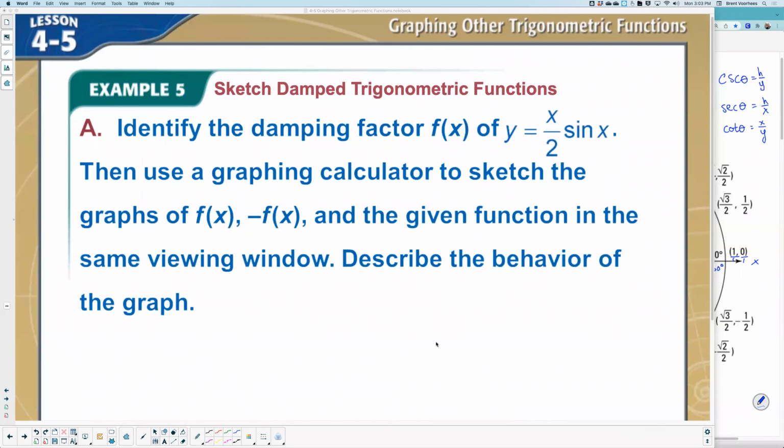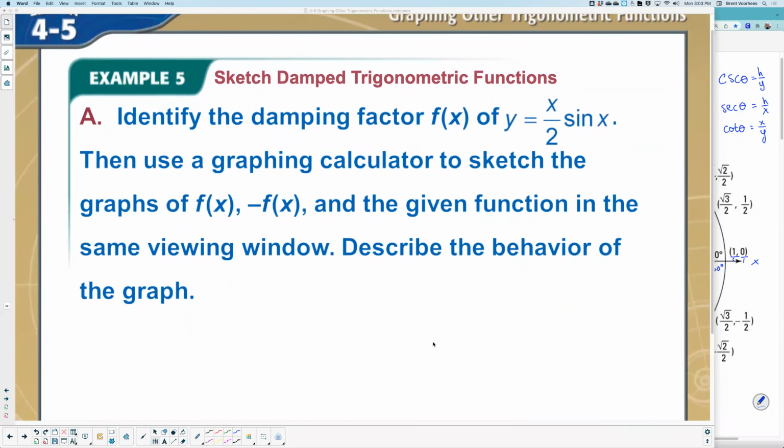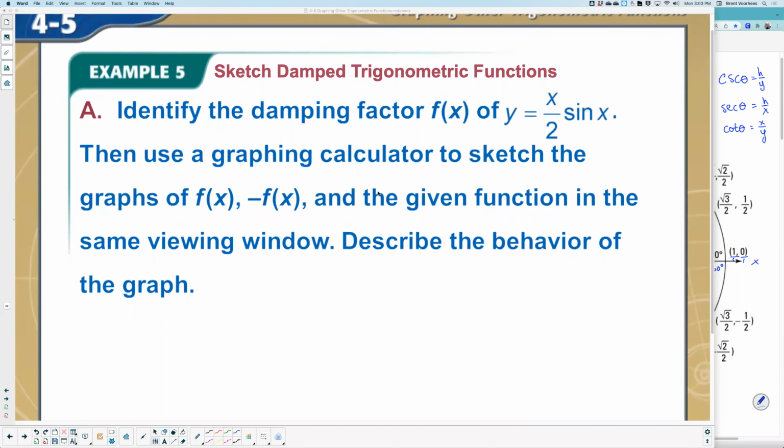All right, let's take a look at some applications of this. On example 5, we want to know the damping factor. So you might be thinking, what the heck is a damping factor? Well, the damping factor is basically in the place of what I've been skipping this whole time, a vertical transformation out in the front. And this right here would be the damping factor, this x divided by 2. That right there is the damping factor.